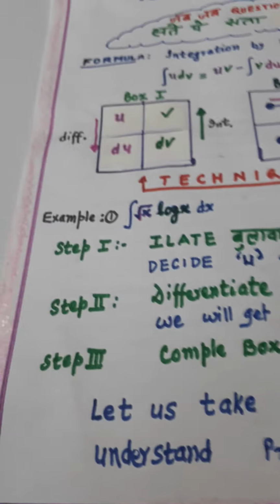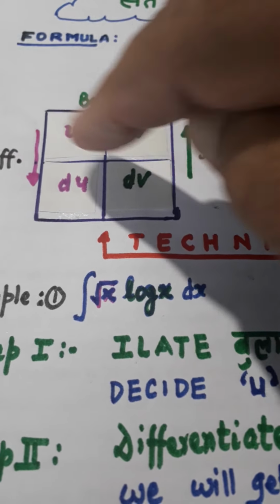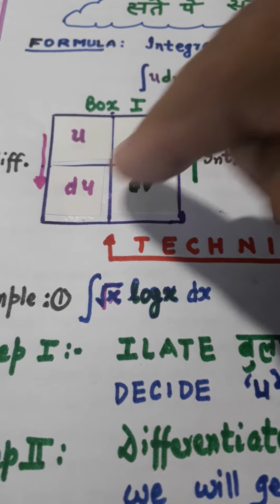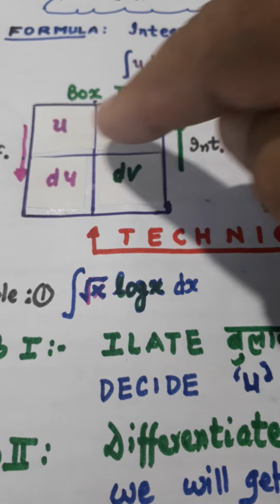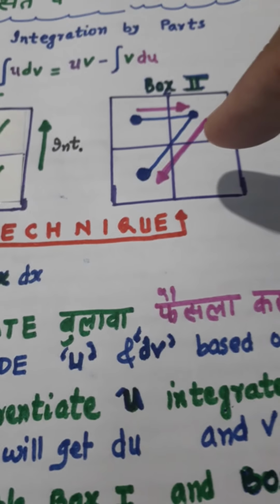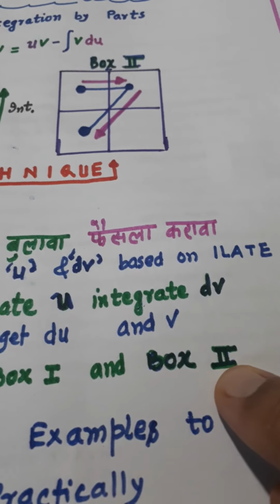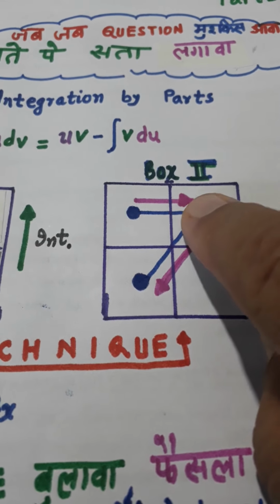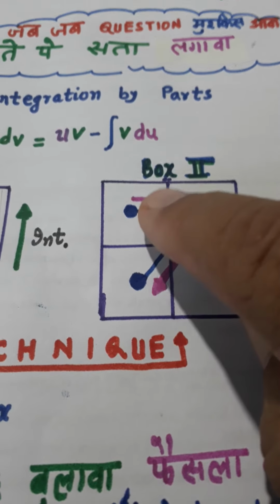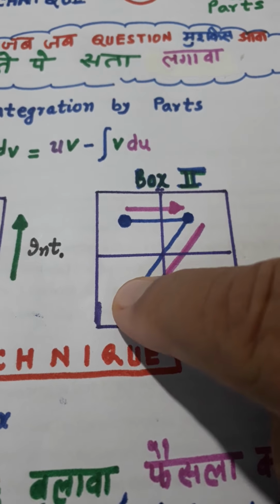Now, complete box number 1. Firstly, you had 2 elements here. Now you have generated 2 more elements on the basis of differentiation and integration. The box is now complete. We will go to box number 2 then. What do you have to do in box number 2? Only you have to make a 7. A 7 like this. Satta, 7.